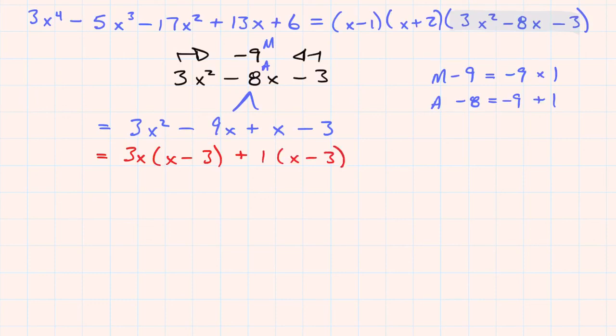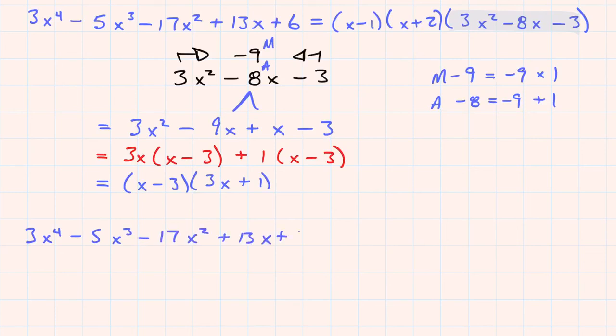Now, x minus 3 is a common binomial factor. So I'm going to factor that out in front, and what I'm left with is whatever isn't an x minus 3, which is 3x plus 1 in the second set of brackets. Now we got everything. So this is factored. So 3x to the fourth minus 5x cubed minus 17x squared plus 13x plus 6 equals x minus 1, x plus 2, and then the two factors we just found, x minus 3 and 3x plus 1. So that is the fourth degree polynomial completely factored.